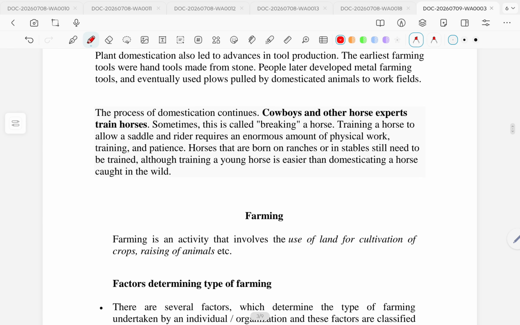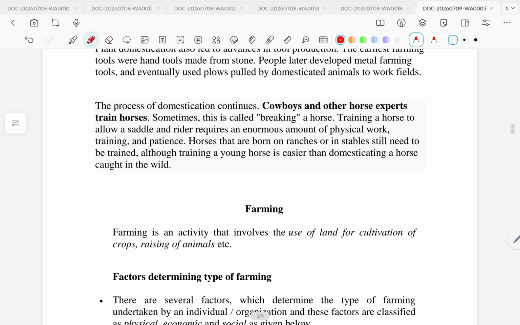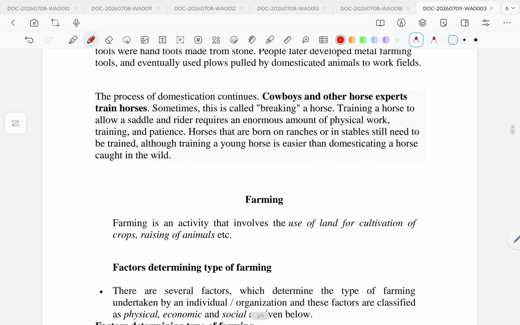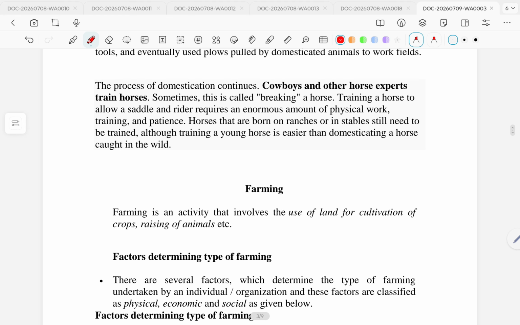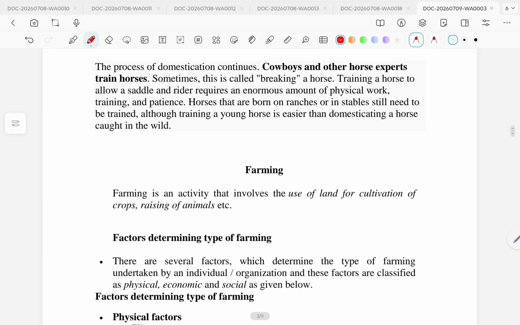Training impatient horses that are born on ranches or in stables still needs to be done. Although training a young horse is easier than domesticating a horse caught in the wild.